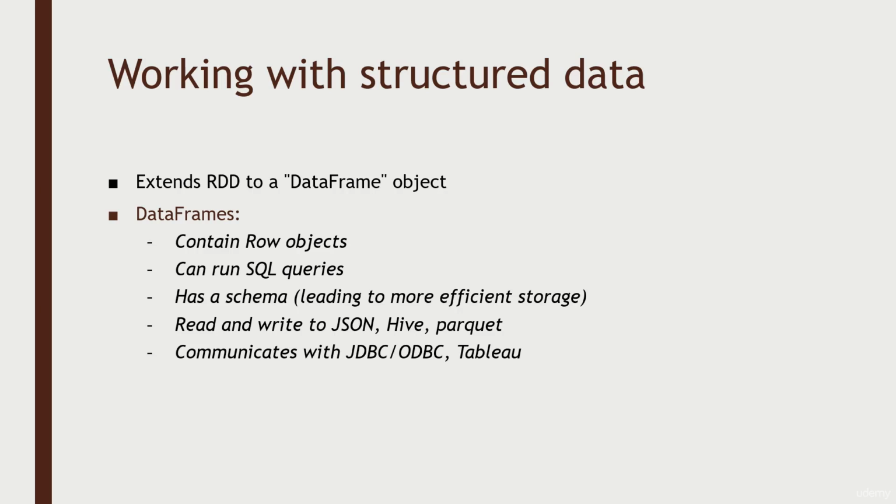And the good thing about this approach is that since we have an actual schema associated with a data frame, we know what the actual types are within it. We can store that more efficiently. We can transport it across the network more efficiently. And we can also optimize those SQL queries to make Spark even faster and even more efficient. It also means we can read and write to structured data formats such as JSON or Hive databases or Parquet files, whatever you have. And we can communicate with other databases using JDBC or even systems like Tableau. That gives you sort of a higher level view of your data.